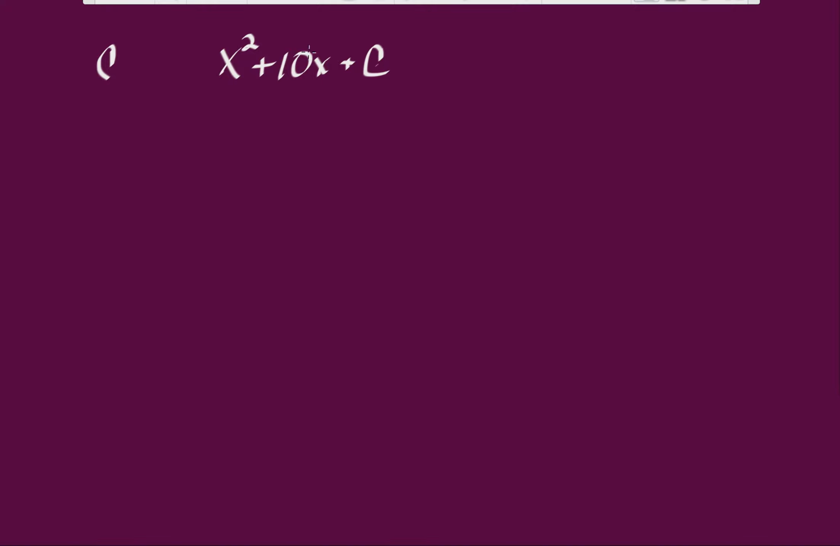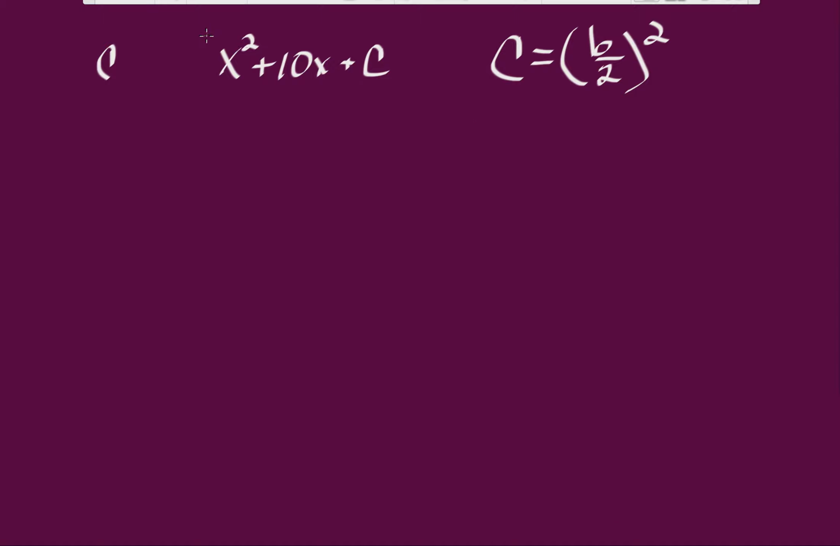This says find the value of c that makes x squared plus 10x plus c a perfect square. So c has to be equal to something to make this trinomial a perfect square. And remember, c is equal to b divided by 2, and then square that whole value. And so really all we're doing is plugging and chugging.